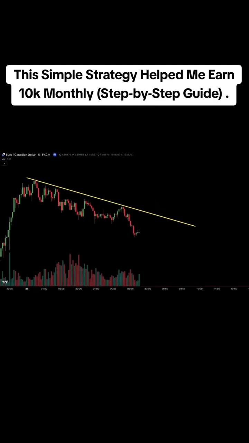Now, let's combine trendline breakouts with the volume indicator to take this strategy to the next level. Take a look at this chart. Here, the market was trending down, forming a clear descending trend line. Notice what happens.